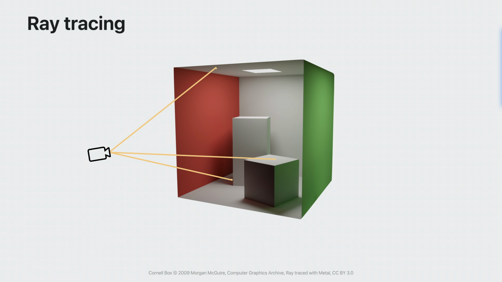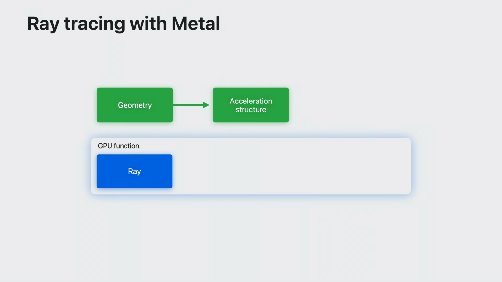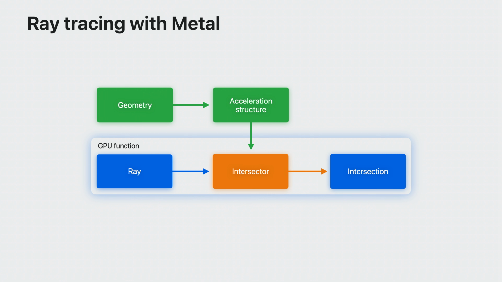Ray tracing applications simulate individual rays of light bouncing around the scene. To render with Metal ray tracing, the first step is to define your scene geometry. Then, Metal builds an acceleration structure that contains your geometry and can be efficiently queried for intersections using GPU acceleration. In a GPU function, create a ray to intersect with your scene. Make an intersector object in your shader and provide it with both your ray and the acceleration structure. This returns an intersection result with all the information you may need to either shade the pixel or process it further.